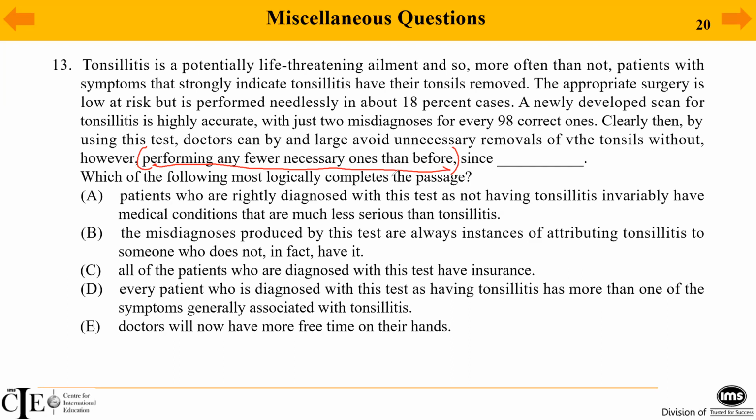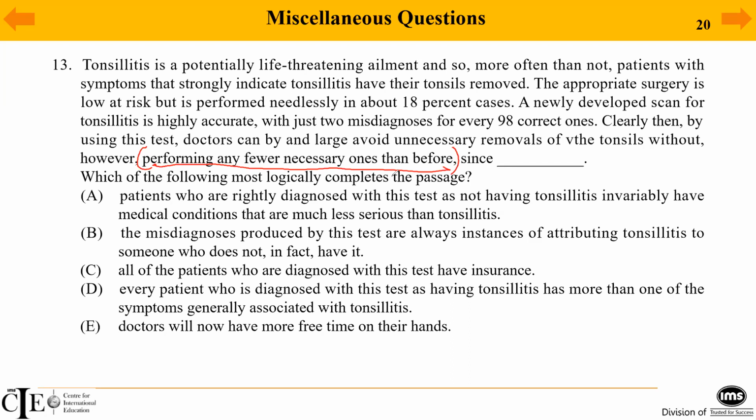Okay, so performing any fewer necessary ones than before. So if these are necessary ones and you avoid them, then this condition is not fulfilled, right? So B option is the correct one. So you are not misdiagnosing those people who have tonsillitis, but this test shows that they don't have it. Then it is dangerous. Then you are avoiding the necessary ones.